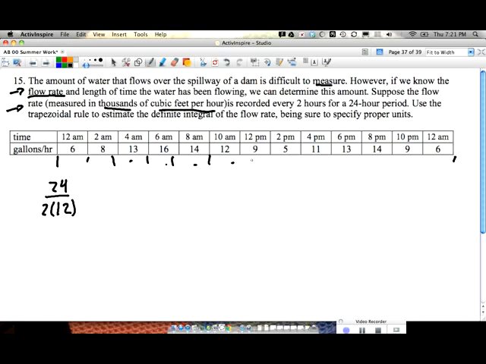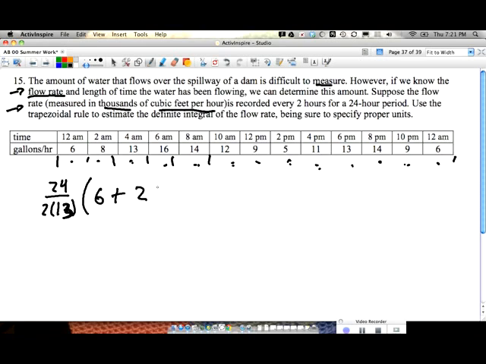It's going to be 1, 2, 3, 4, 5, 6, 7, 8, 9, 10, 11, 12, 13. Oh, there's 13. So that's actually 13 rectangles. We've got to be careful with that. All right, so we got 13 rectangles here.